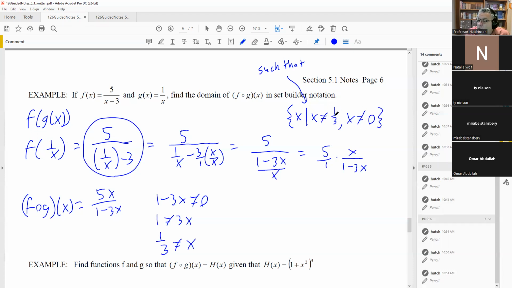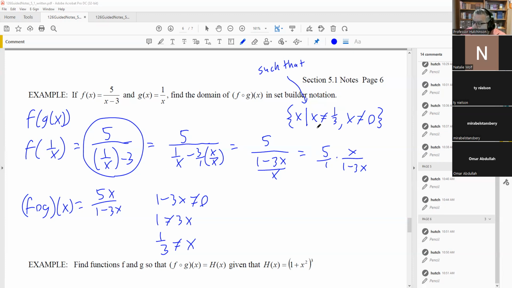X is not equal to 1/3 and x is not equal to 0. And that's what you're going to type in for that. Okay, so that's what you'll put in for that particular one. You have to be careful on these because there are ones where you have to be very specific on how you write that.